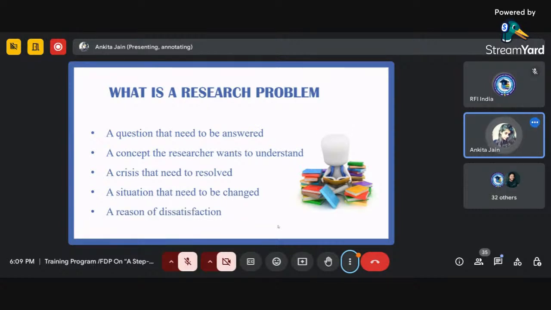It may be any kind of crisis that needs to be resolved. It may be a situation that needs to be changed. Then it may be a reason where you are not having satisfaction. You want to know what the reason is and why it is not being done. So you are not satisfied with that, and you want the answer for that. So a research problem can be anything which needs to be resolved. We need to come out with the solution.